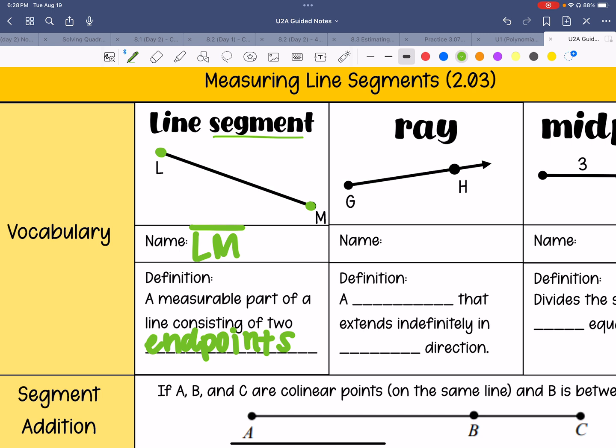A ray is going to be essentially a line, however, it is only extending in one direction. And notice we have an endpoint, so we can see that endpoint, and then we can see that it is taking off in that one direction, whichever way that may be. So when we are naming a ray, again, we're going to use the points that we see on the ray. So in this case, G and H. And then we're going to put a little mini ray on top of those endpoints.